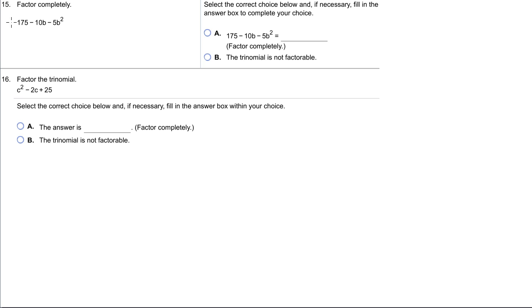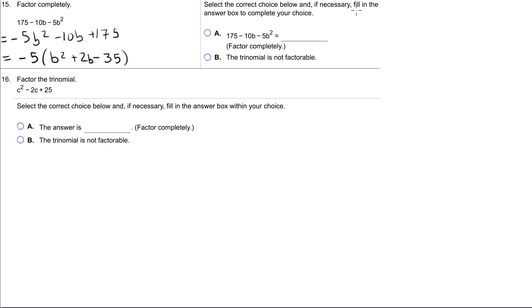Factor completely. 175 minus 10b minus 5b squared. Well, before I factor completely, I am going to rewrite this in a friendlier fashion. Minus 5b squared minus 10b plus 175. And I'm not done yet. Everything can take a negative 5 out of it. This is negative 5 times the quantity b squared plus 2 minus, let's see here, 35, right? Yeah, that checks out. B squared plus 2b, pardon me, minus 35.